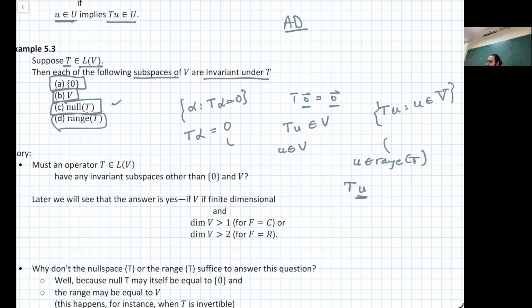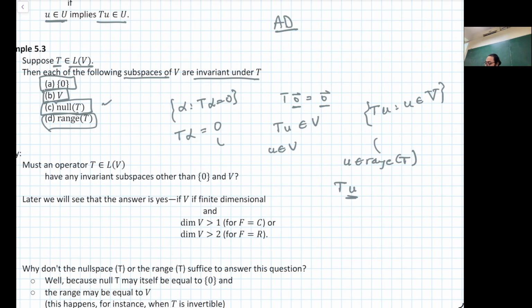Okay. Any more questions? Range of T, yeah. So let's do it, right? So suppose U belongs to the range of T. The question is, does TU also belong to the range? It cannot go outside the range, by definition, right? It has to stay inside. Okay. Any other questions?